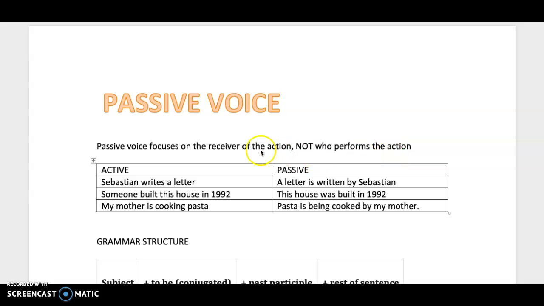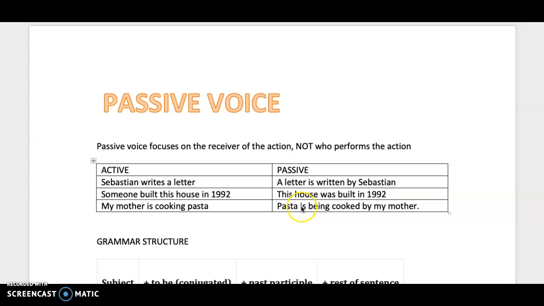Okay, here we have some examples. Sebastian writes a letter. A letter is written by Sebastian. This is passive. Someone built this house in 1992. This house was built in 1992. If you pay attention, we focus on who receives the action or what receives the action. The letter, the house. Another example is my mother is cooking pasta. Pasta is being cooked by my mother.